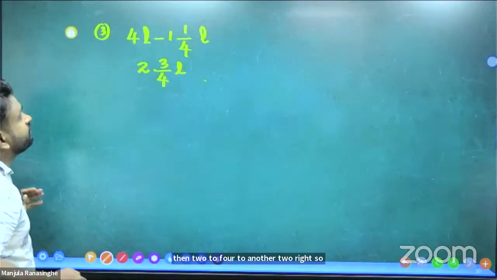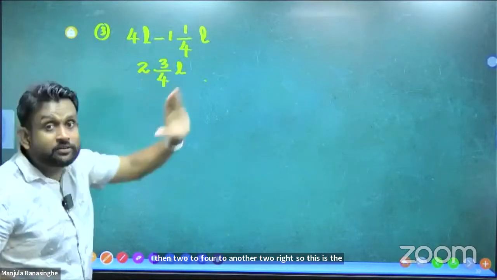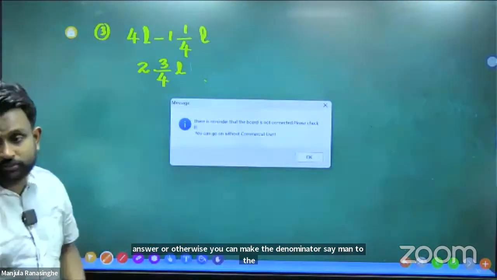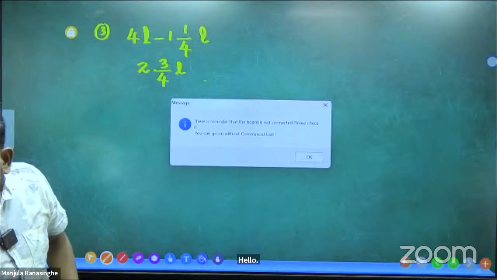Or otherwise you can make the denominator the same and do the fraction subtraction. Yes.